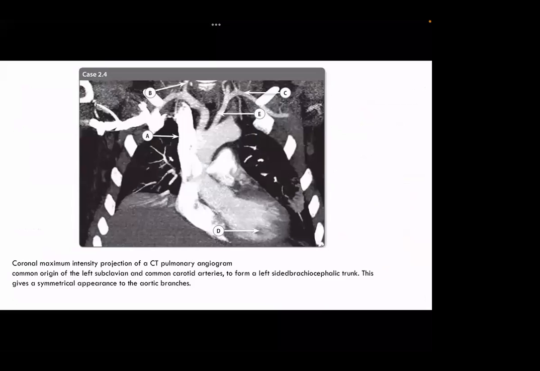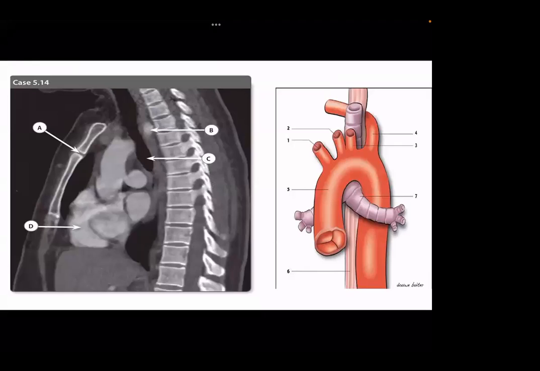This is a coronal CT angio showing a common origin of the left subclavian and the left common carotid as a left-sided brachiocephalic trunk, and this gives a symmetrical appearance of the aortic branches, right-side brachiocephalic and left-side brachiocephalic trunks. This is the aberrant right subclavian artery. As we said, it branches last from the aortic arch to pass posteriorly behind the esophagus, causing a posterior indentation. As you can see here, posterior indentation behind the esophagus.